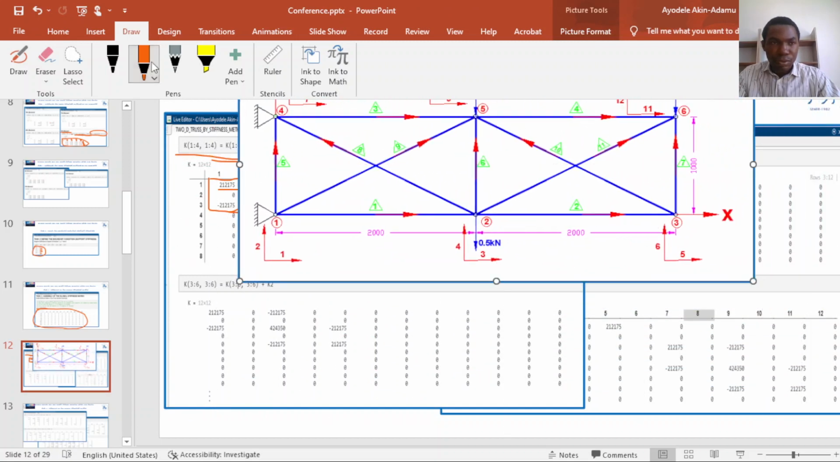For K2, this is K2 here, and the local stiffness matrix, the degrees of freedom for element 2 are 3, 4, 5, and 6. The arrow is pointing from node 2 to node 3. So that means my numbering will be 3, 4, 5, and 6.